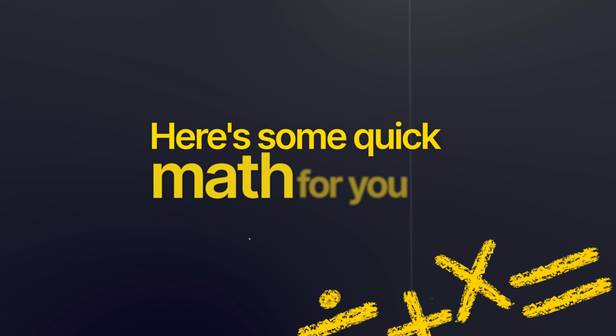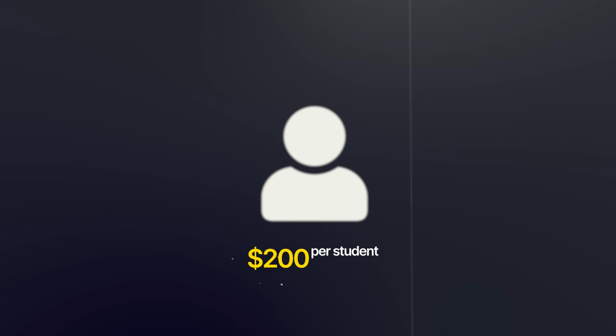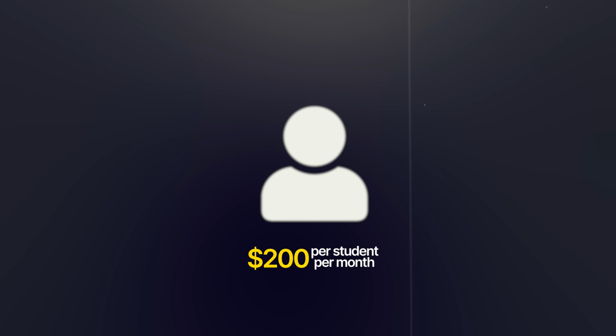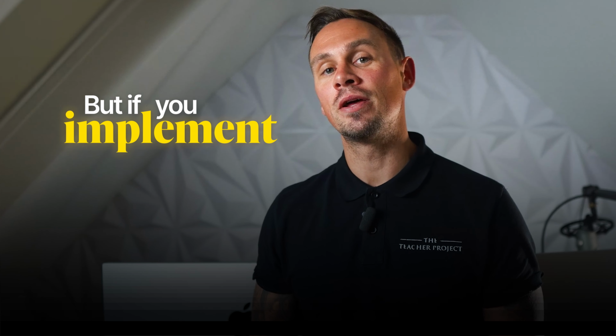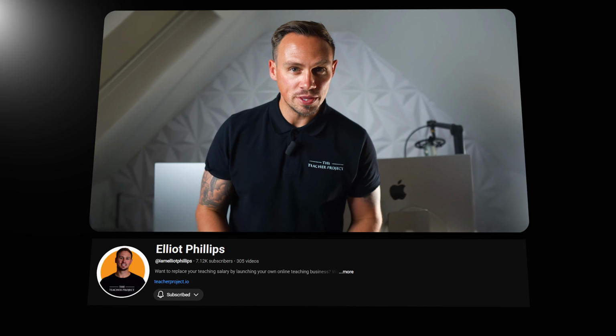Tutors, here's some quick math for you. Let's say that you charge $200 per student per month. In a given month, you enroll 10 new students. Well, you've made $2,000. But if you implement the pricing change that I'm going to show you in this video, you'll make an extra 10 grand on top of that.